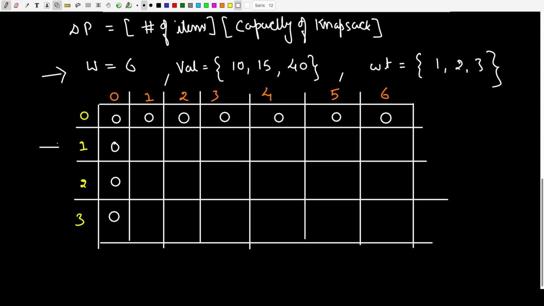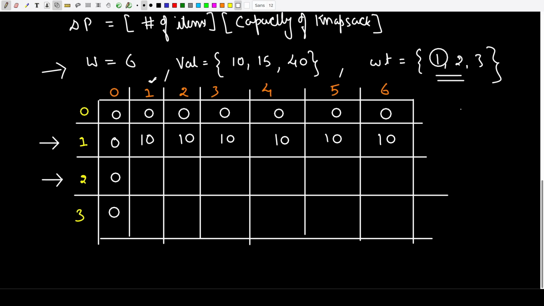Now, when we have just one item, which is this item, and the capacity of the knapsack is 1 unit, in such a case it is possible to put this item in the knapsack, because of which the value over here will be 10. Similarly, when we have just one item and the knapsack capacity is 2 units, in that case also it is possible to put just one item, which is of value 10. And the same goes for all these cells. Now, when the number of items available to us is 2, which are these two items, if the capacity of the knapsack is 1, then we will just be able to put the first item, which is of value 10.